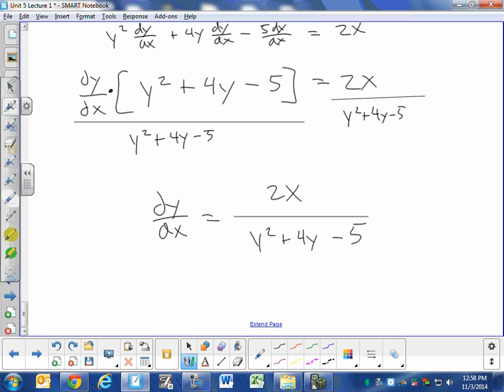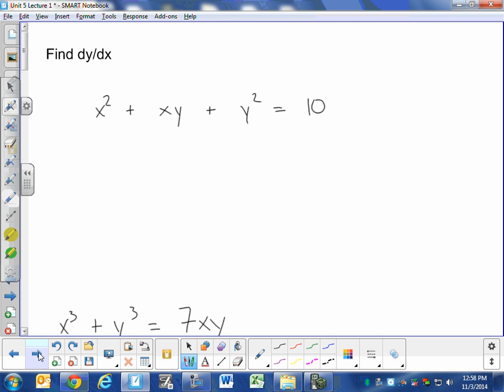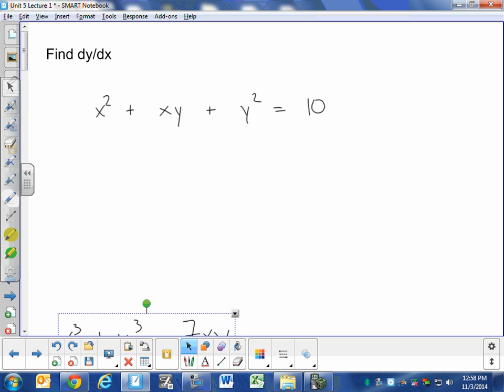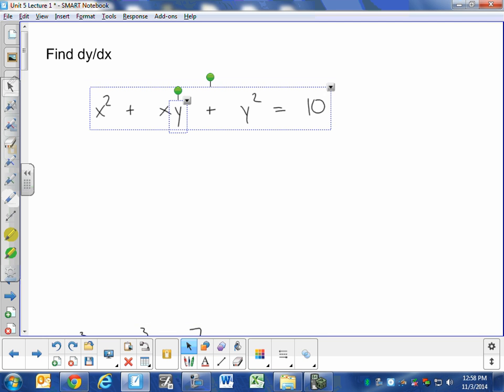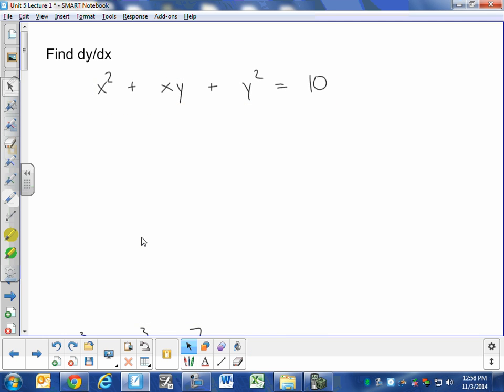Mr. Jesperson, will it always end up being x terms or y terms? No. So let's try another one. Good lead-in example for that question. This is a truncated ellipse. I don't know if that's the correct word. It's a shifted ellipse, rotated a little bit.